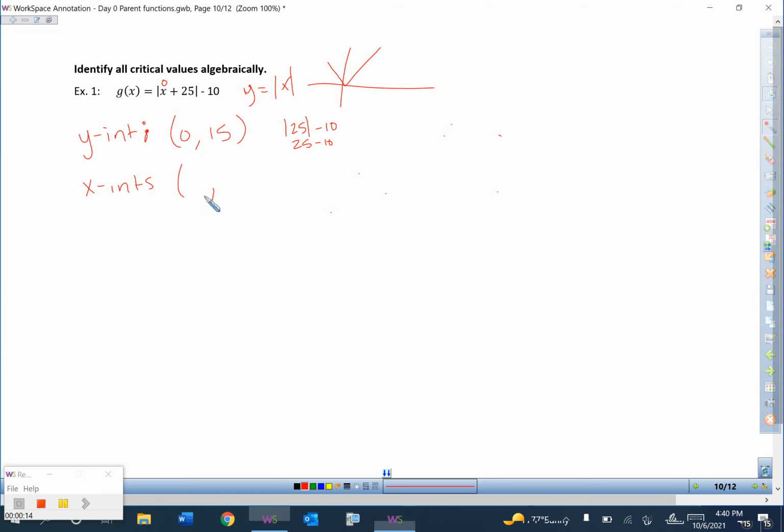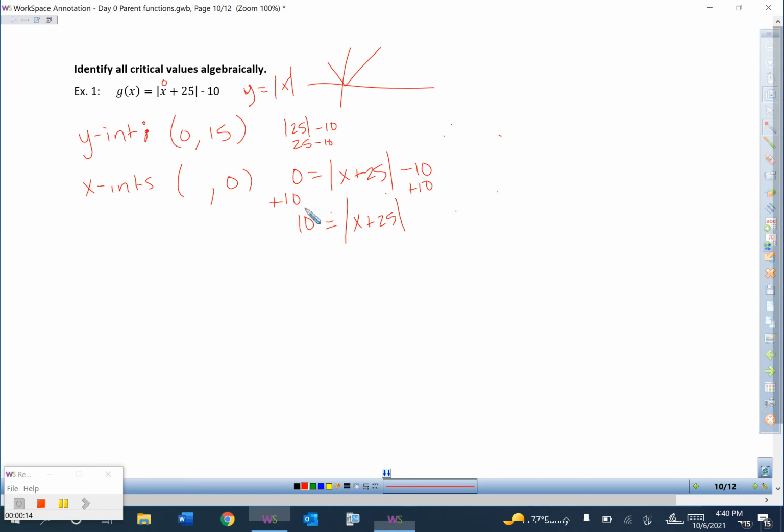X-intercepts will do something similar. We're putting a 0 in for y this time, and we're going with our original equation. 0 equals absolute value of x plus 25, and then the minus 10 on the end. To solve this, we're going back to how we solved equations from the get-go. We want to solve for x, so we want to get x by itself. Okay, first thing here is we're going to add the 10 over to the other side, and we're going to think for a minute. This says when you take the absolute value of x plus 25, you get 10.